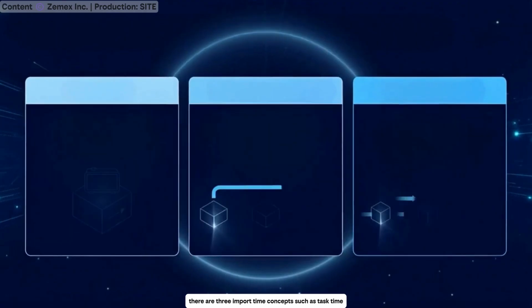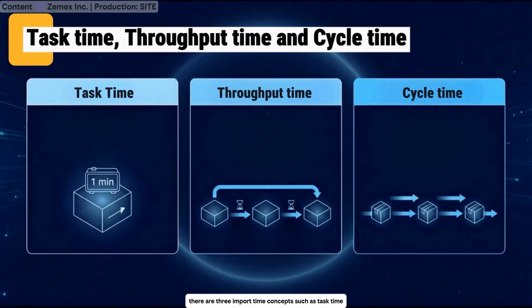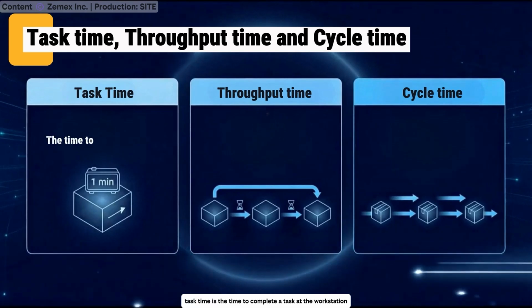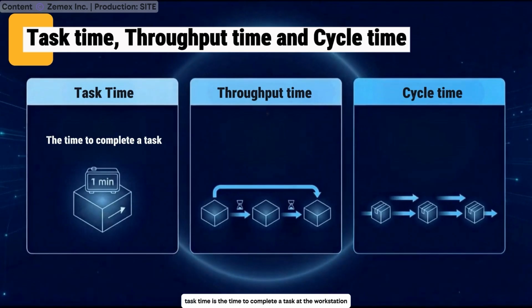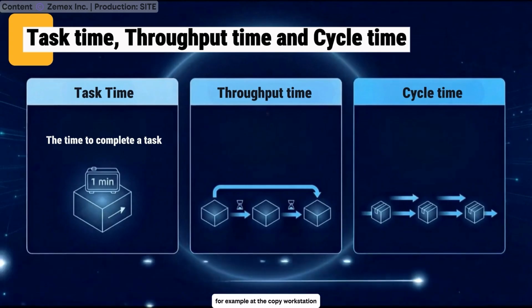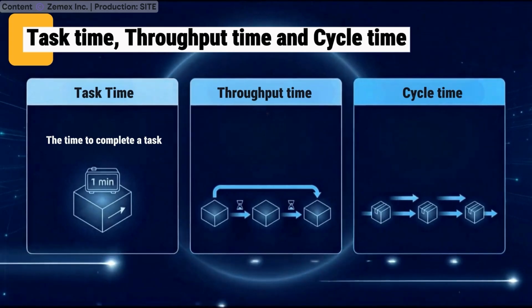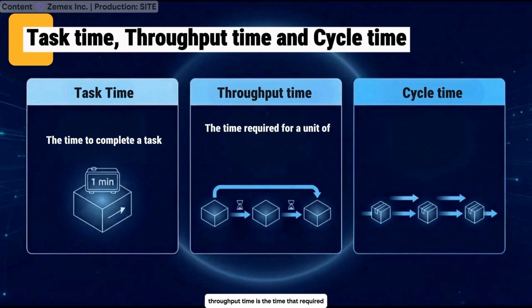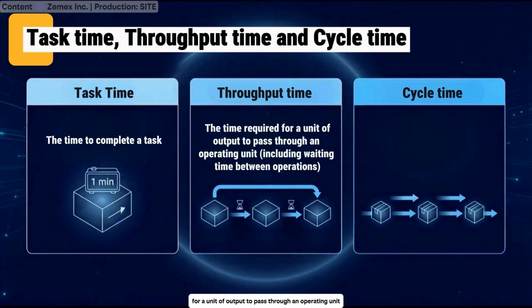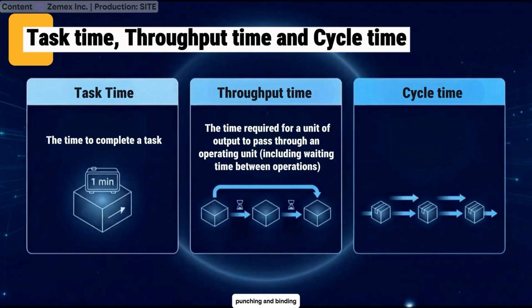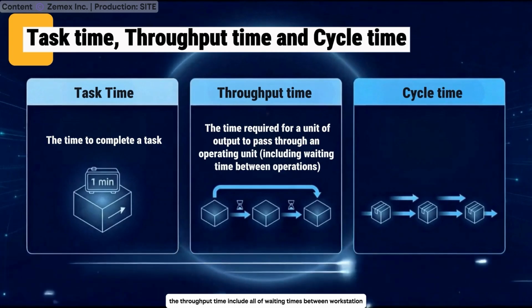There are 3 important time concepts: task time, throughput time, and cycle time. Task time is the time to complete a task at the workstation. For example, at the copy workstation, the time to complete copying 1 page of paper by using the copy machine. Throughput time is the time required for a unit of output to pass through an operating unit. In our previous example, copying, punching, and binding, the throughput time includes all of the waiting times between workstations.